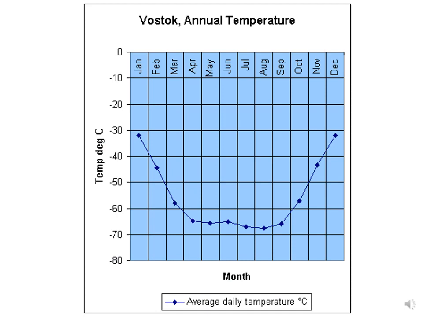So let's take a look at the annual temperature trend at Vostok. During the winter months, the temperature basically averages about minus 67 degrees Celsius. And during the summertime, it gets up to a balmy minus 32 degrees Celsius. This is definitely one of the colder places on the planet.